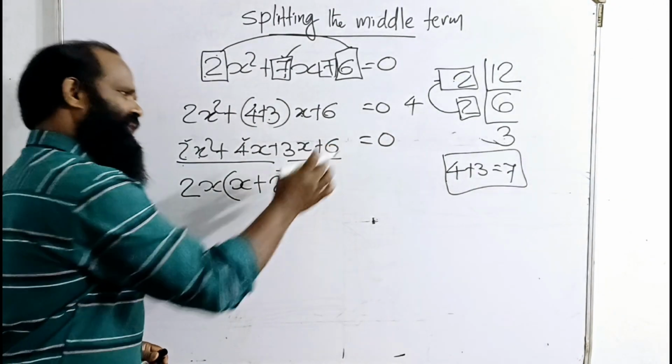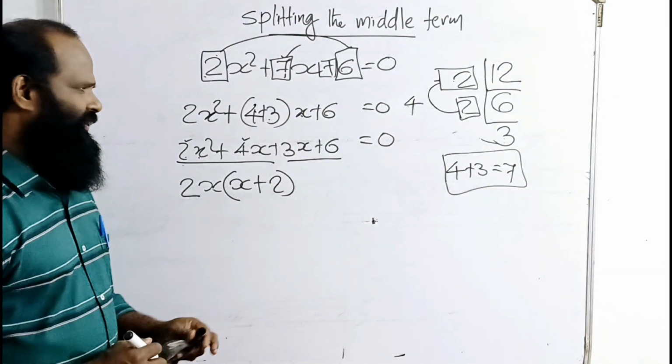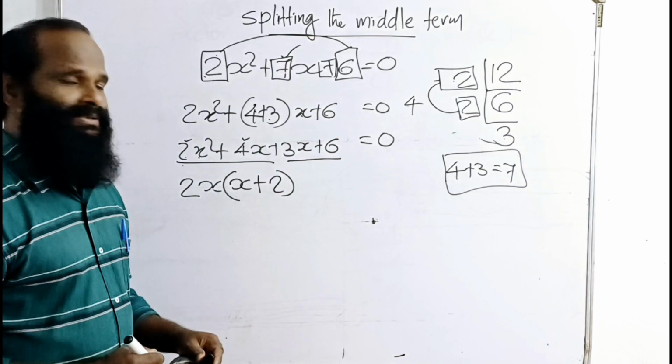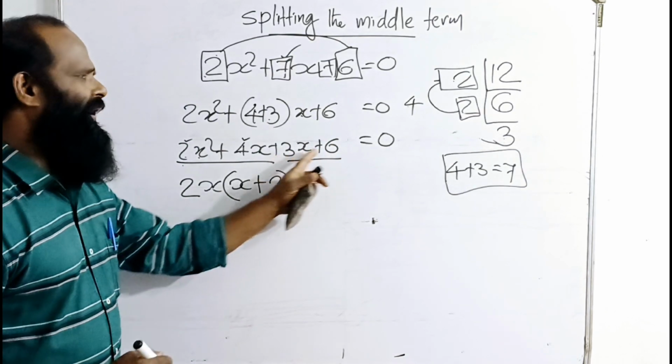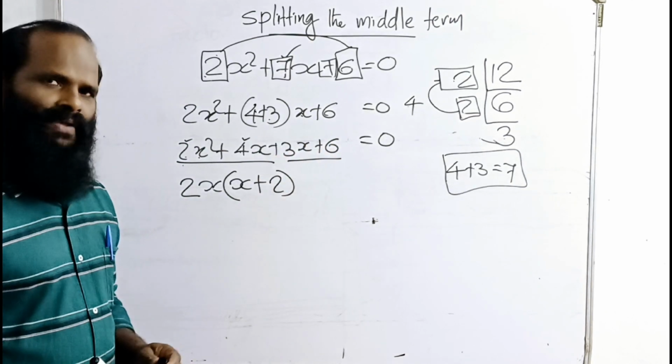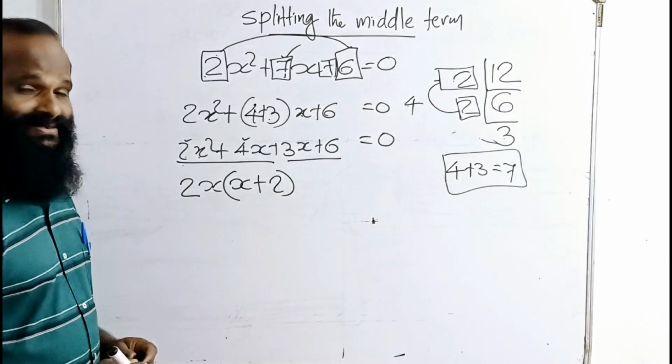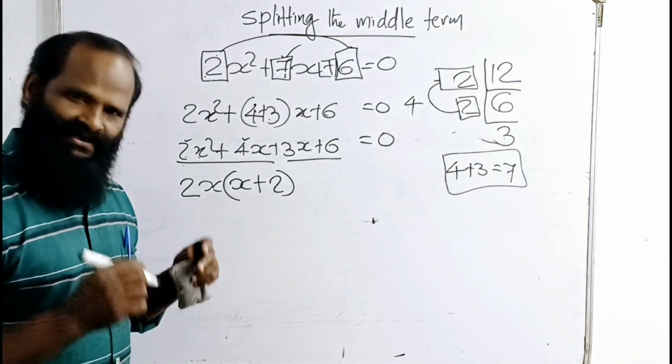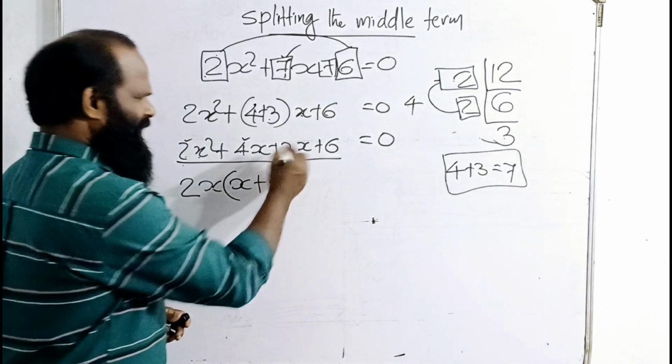When we come over here, this is very much clear that x is not common, but something is common for 3 and 6. What is that? What is a common factor for 3 and 6? Yes, definitely that is 3. So we write 3 out.